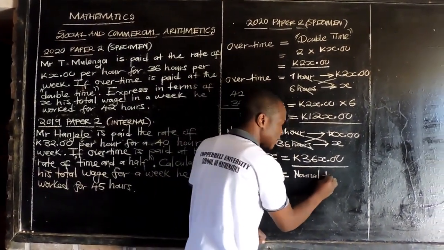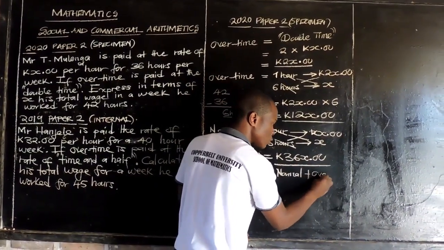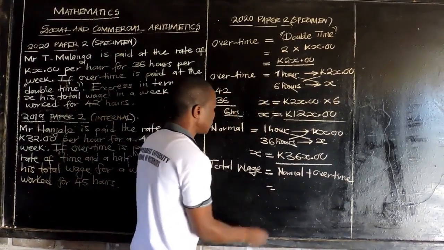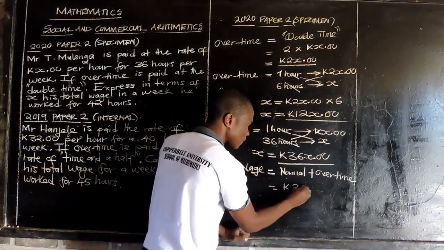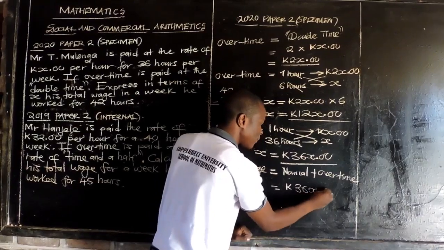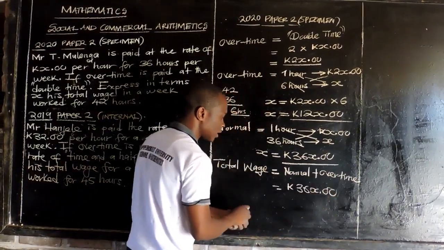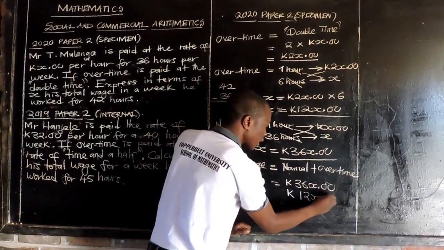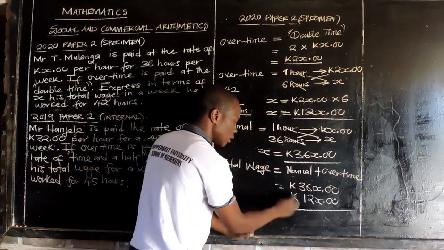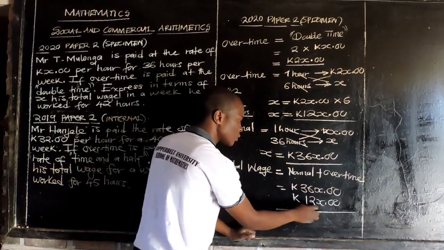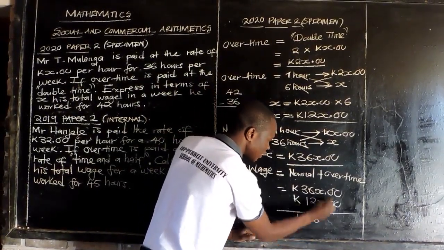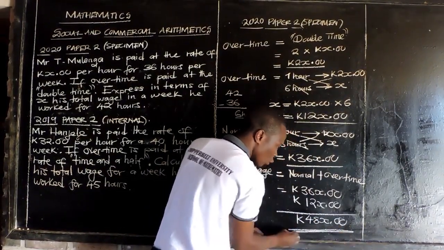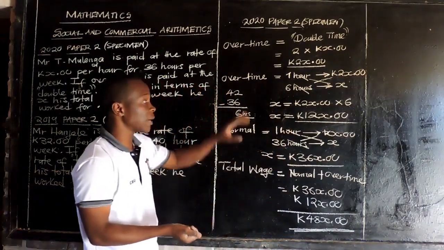Normal plus what, guys? Plus overtime, very good. So what is normal, guys? Very good. 36 quarter x plus overtime, which is 12 quarter x. Yes. So when you add, you have 36 plus 12, you get 48. 48x quarter is the total wage. So we have expressed the total wage in terms of x.